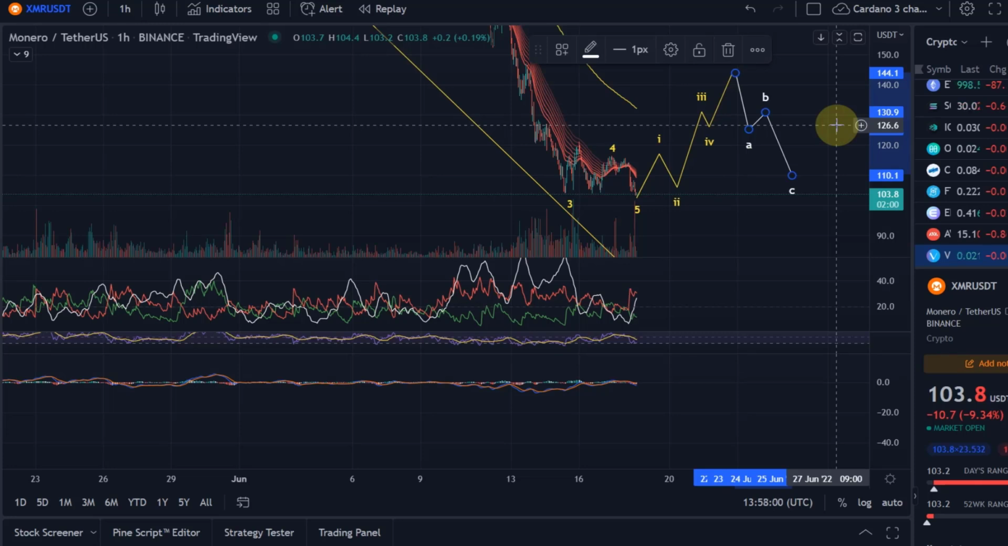I might cover it from time to time now that I've done the higher level wave count anyway. So you'll be updated maybe less regularly, but from time to time about Monero as well.